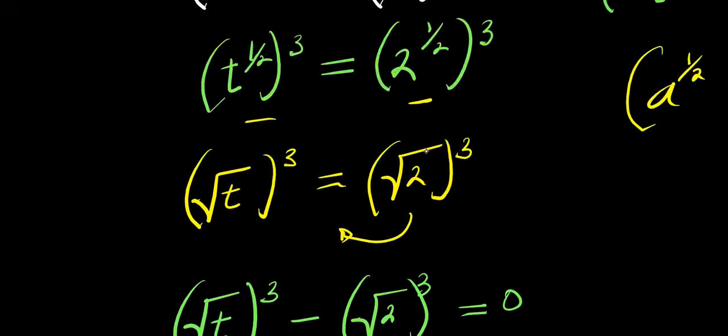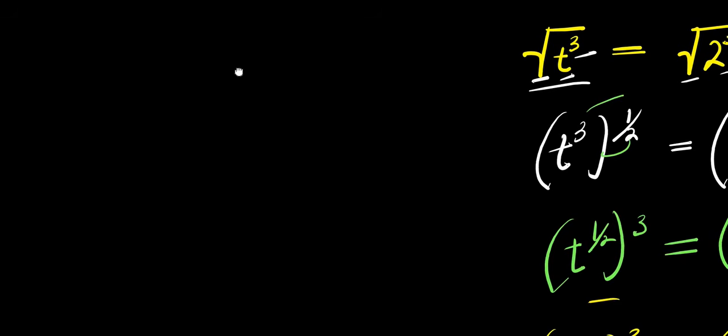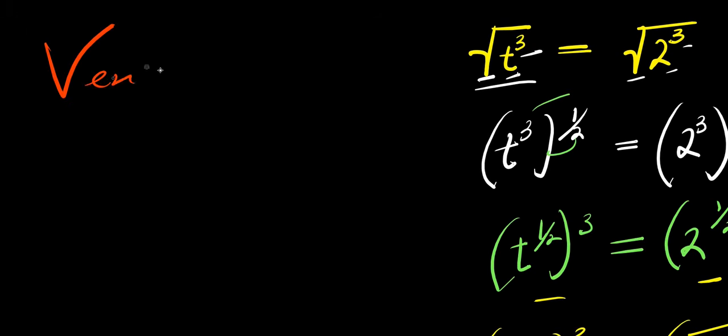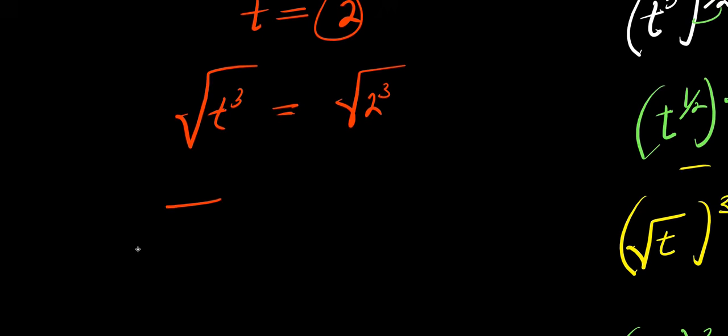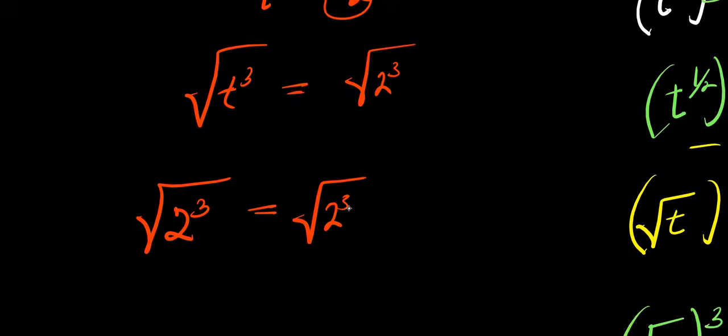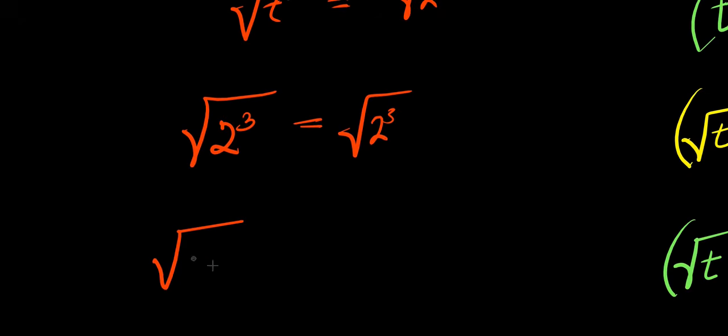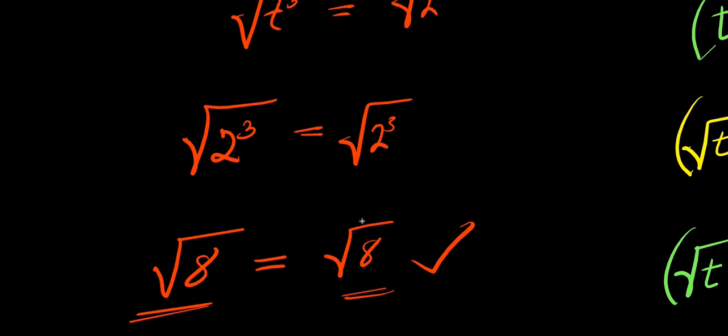And we can as well verify that. We have t equals 2. That means you have square root of t power 3 equals square root of 2 power 3. Our t is 2. You substitute this for t. And square root of 2 power 3 equals square root of 2 power 3. So from here, we have square root of 4 times 2 times 2, that is 8. Square root of 8 equals square root of 8. This and this are the same. So this has satisfied the equation, guys.